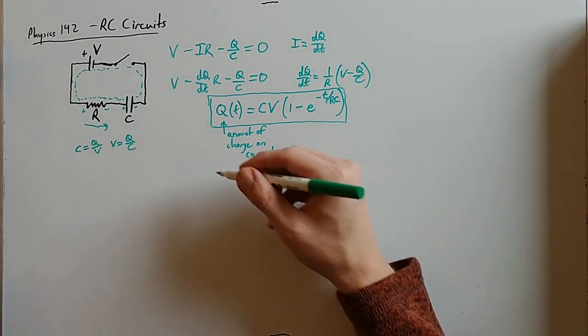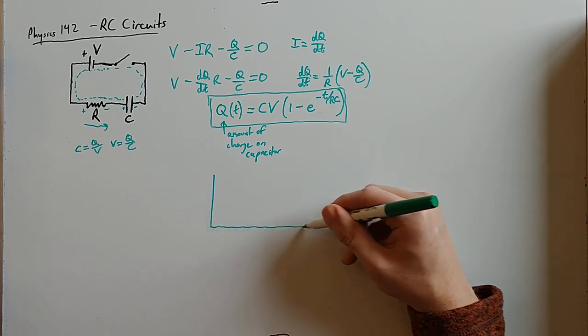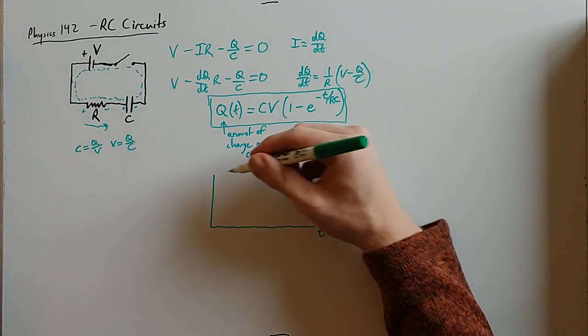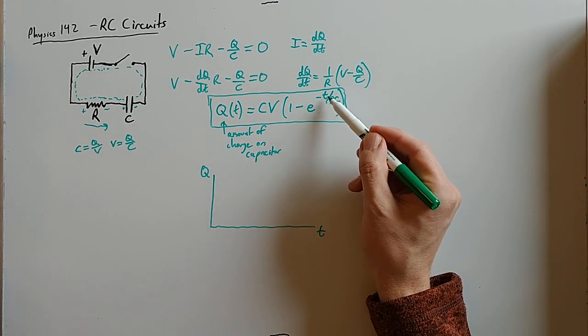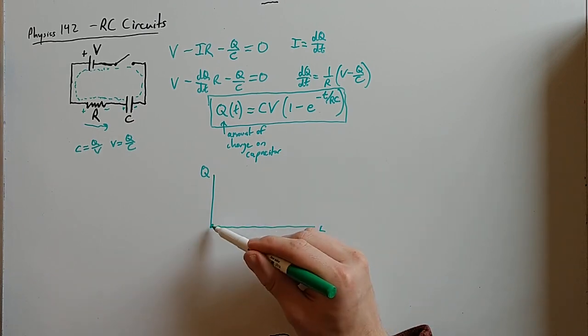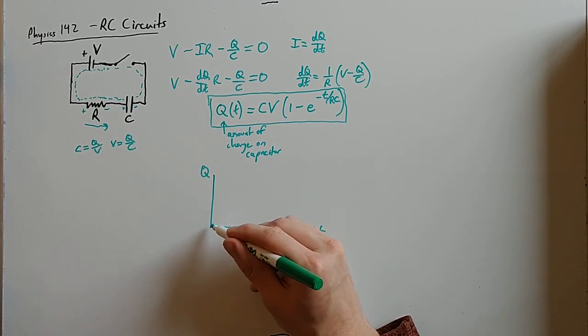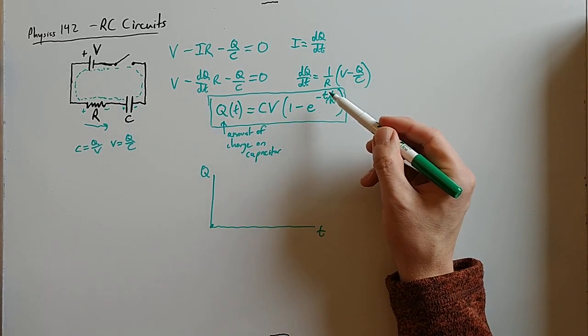So maybe we could even draw a graph of this. Let's go ahead and draw a graph. It's a function of time, the amount of Q that's on the capacitor. And what we realize is, if we put in time equals 0, there's no charge on the capacitor. So at time equals 0, we have 0 charge, and hopefully that makes some sense.